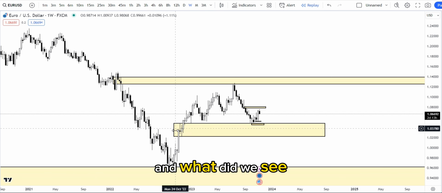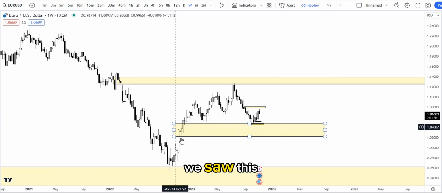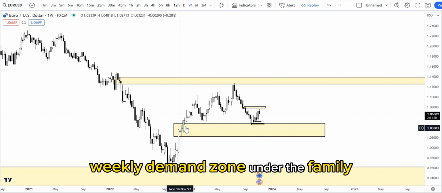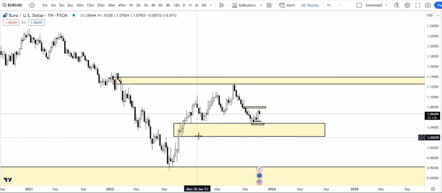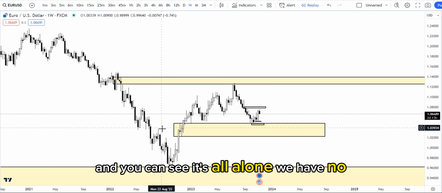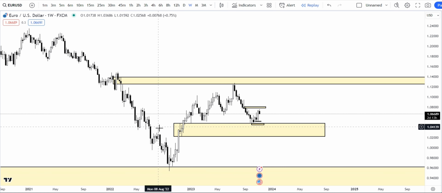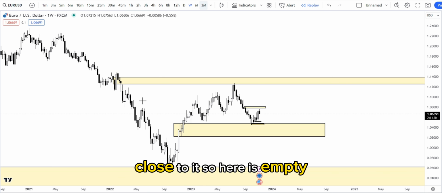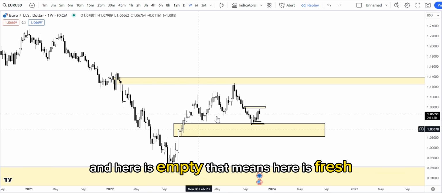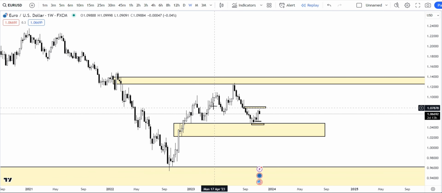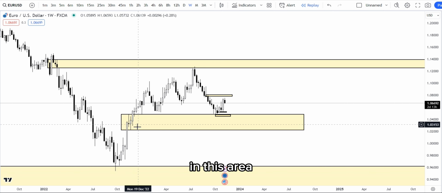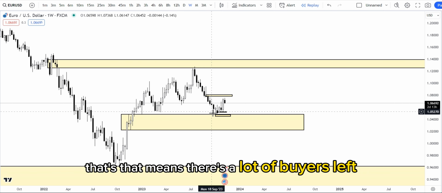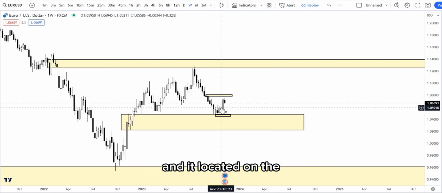And what did we see? We saw this weekly demand zone under the fair value, very beautiful, and you can see it's all alone. We have no trading activity close to it. So here is empty and here is empty. That means it's fresh, because price has not been long in this area. That means there are a lot of buyers left, and it's located under the fair value.